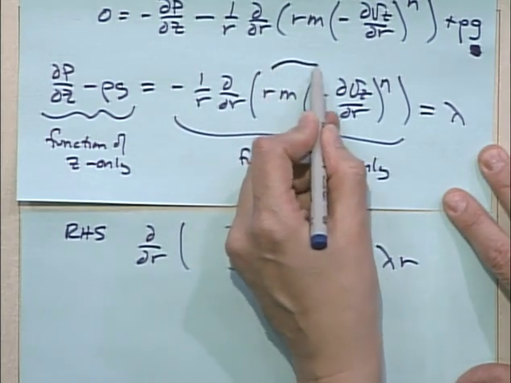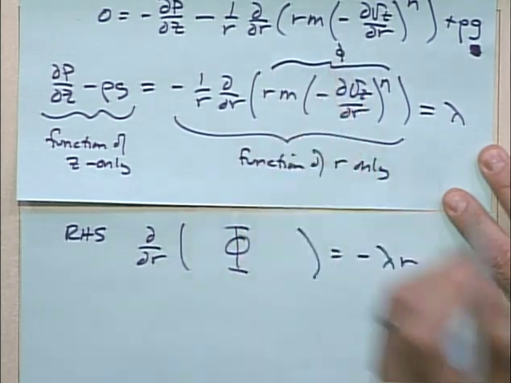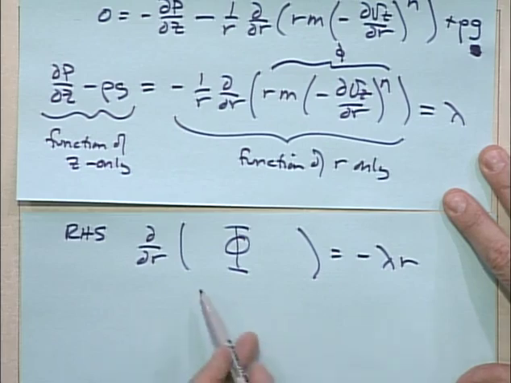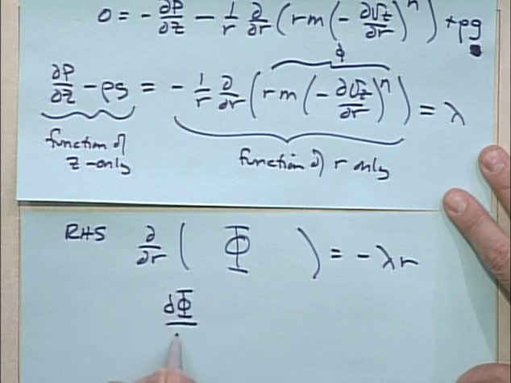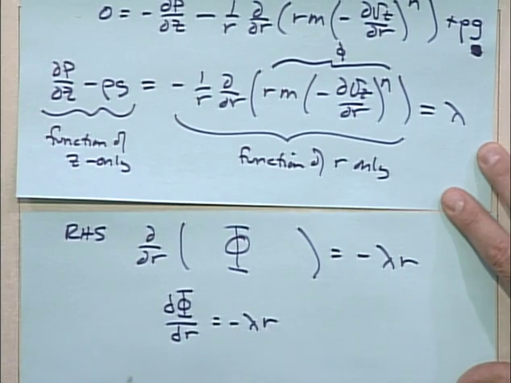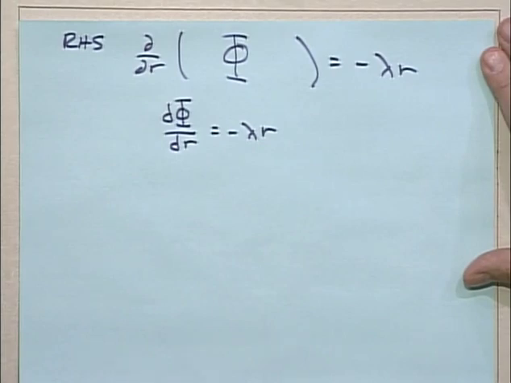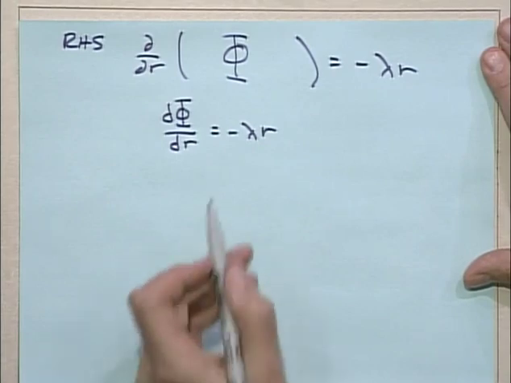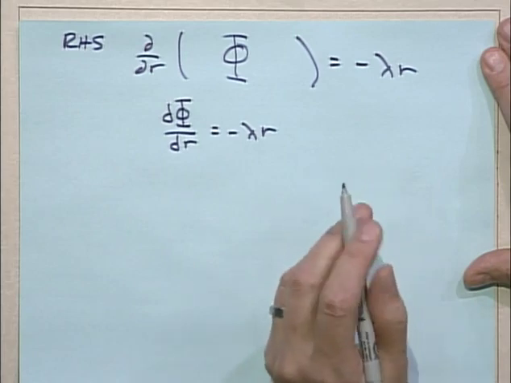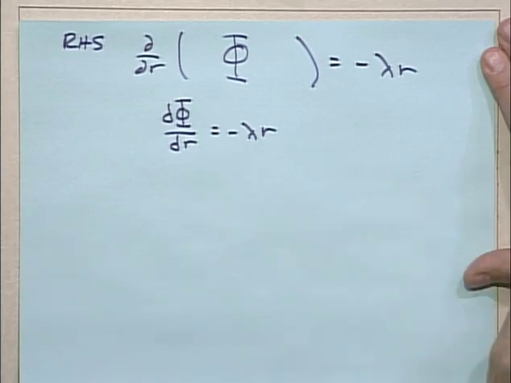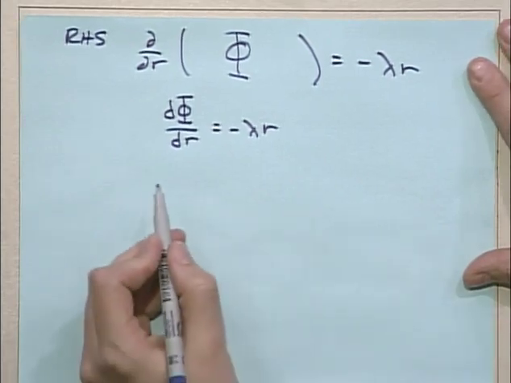So let me define this as phi. Then this is the same equation. It says d phi dr, I can change it to total derivatives because it's only a function of r, equals minus lambda r. And that's a differential equation we can solve. It's not even a differential equation. It's a simple integral. dy dx equal x. What's the integral of that? x squared over 2, right? So we can do this one.